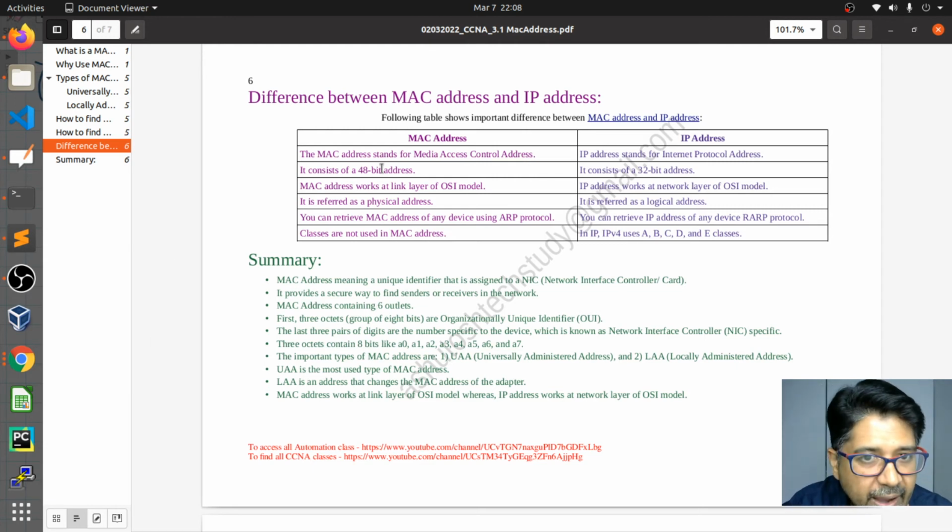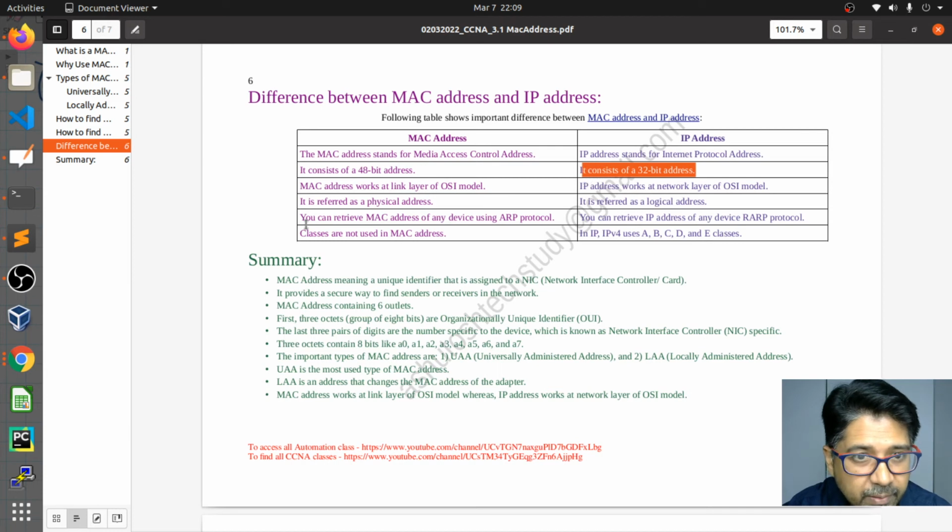MAC address stands for Media Access Control address, meaning how the media access each other in a controlled manner. But the IP is the layer 3 Internet Protocol, and it is not talking about media. A MAC address consists of 48 bits, whereas an IP address consists of 32 bits. So the MAC address is bigger in bits than the IP address.